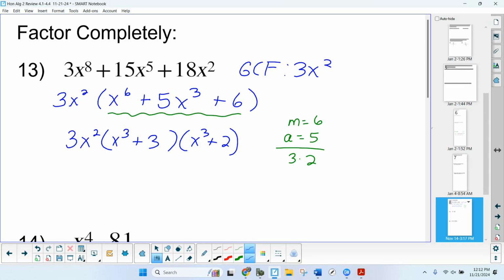Now, you have to check if you're done or not. Guys, these are cubes. So do you have a sum of cubes? Well, I like the first term, but is 3 a perfect cube? Is 2 a perfect cube? So are you finished? Questions there?